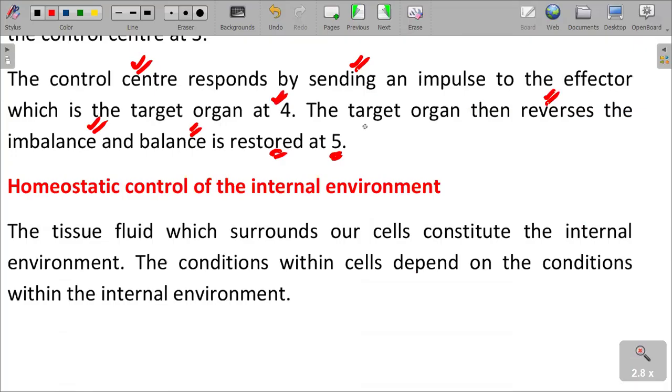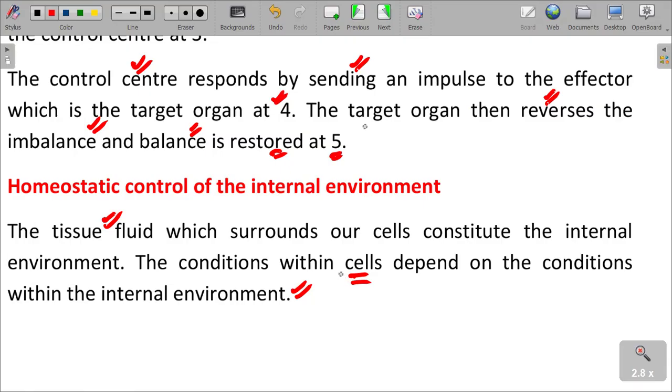So, the homeostatic control of the internal environment: the tissue fluid which surrounds the body cells constitutes the internal environment. The condition within cells depends on the condition of the internal environment. So the functioning of cells is dependent on what the internal environment is like. There is either an inhibition or a stimulation of the functioning of the cells, to certain extremes depending on the situation. The cells can also be destroyed; they can also die.